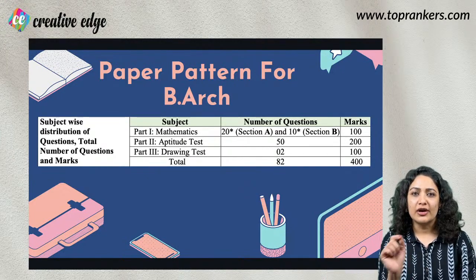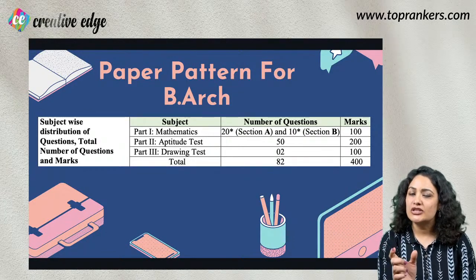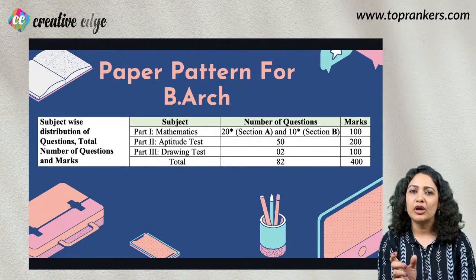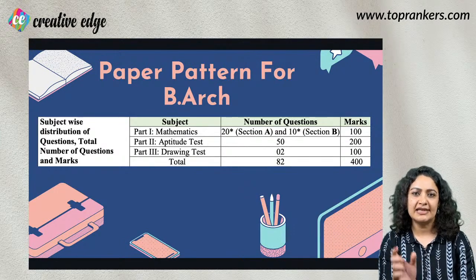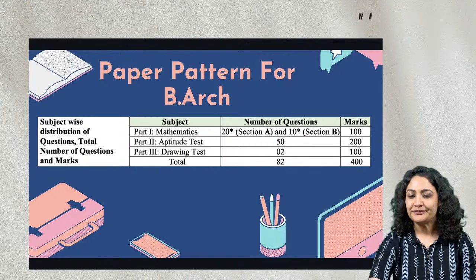For aptitude, you do not have a choice of questions. The total number of questions is 50. You need to attempt all 50 questions. They are multiple choice based and the marks allotted to aptitude are 200.